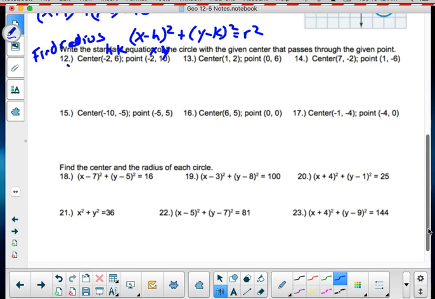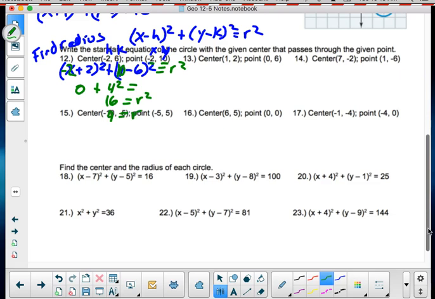So if I have (x plus 2) quantity squared plus (y minus 6) quantity squared, I'm going to find r, but keep in mind, I'm going to plug in negative 2 here for x, and 10 here, because those are my values, negative 2 and positive 10, for my x and y. So here I have 0 plus 4 squared, so this is going to be 16. Remember, that's radius squared. So 4 is my radius. Okay, so since my radius is 4, I can now write my equation.